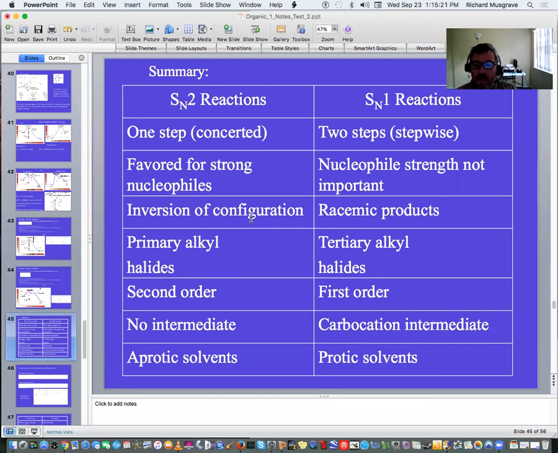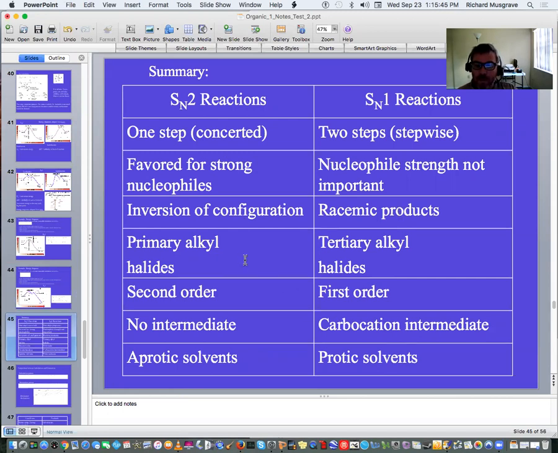You'll see that later on there's going to be a difference in the way that we handle stereochemistry. For Sn2, you get this inversion of configuration, which means R becomes S or S becomes R. In the case of Sn1, you get a racemate or racemic products, which means you get a mixture of R and S. I'll explain all that later.